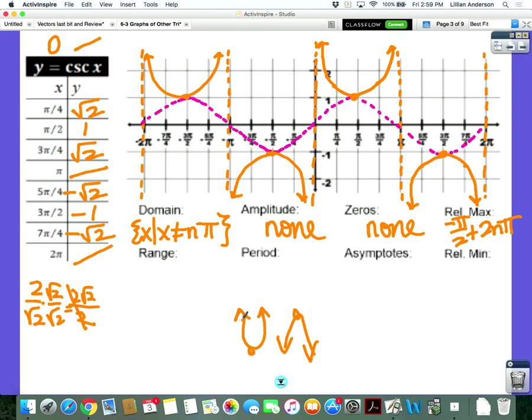Keeping with the whole idea of relative, what about relative mins? How often do they occur? Wouldn't it be the same thing? But are we starting at negative pi over 2? No, it's like at negative 3 pi over 2. We can say negative 3 pi over 2, or we can say positive pi over 2, and it occurs every 2 pi. What about our asymptotes? Where do our asymptotes occur? Every pi, starting at 0.